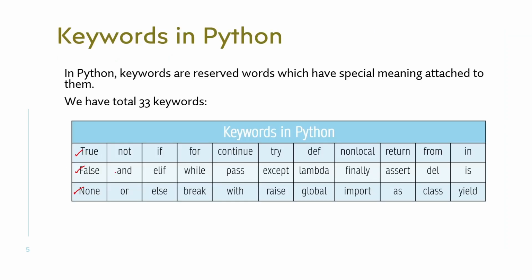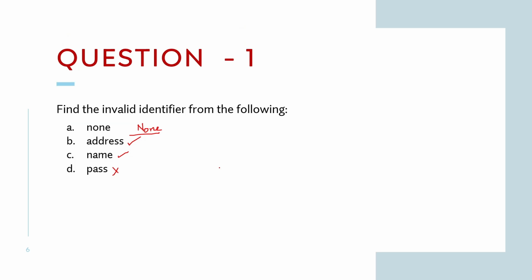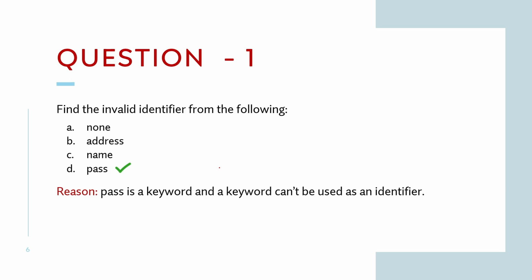Why? If you see the table, pass is a keyword. See, pass is your keyword. That's why it cannot be a valid identifier. Hence, out of the given options, option D is the correct one because pass is a keyword, and as you already know, a keyword cannot be used as an identifier.